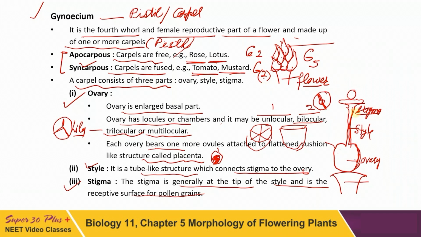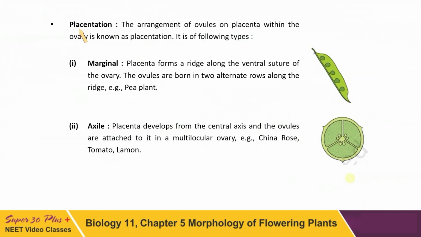And this is the structure of a typical ovary, and this is the placenta. If it has only 1 ovule, this is the ovule, and the ovule is attached to the wall of the ovary with the placenta. And how many chambers is this having? In this diagram, it is having 1 chamber. That's why it will be known as unilocular. Is it right? Come to the next now. Now you have to see placentation.